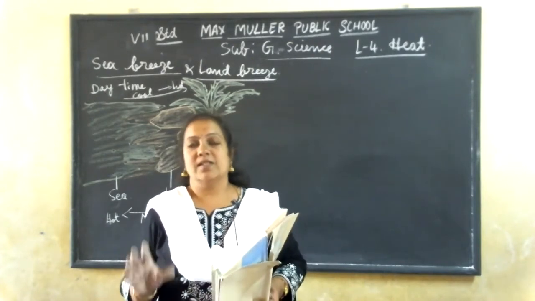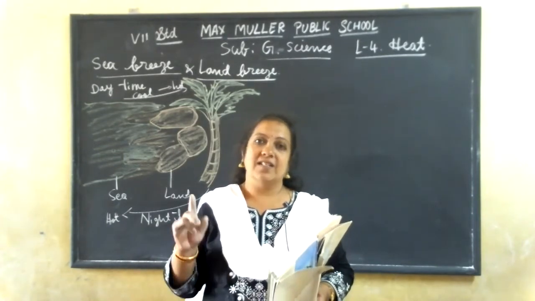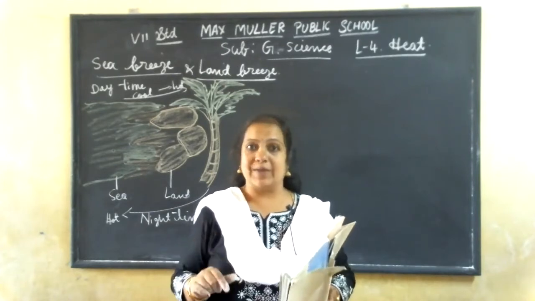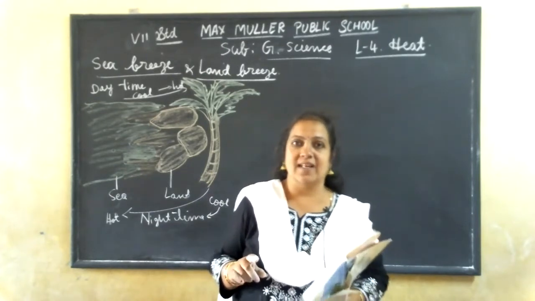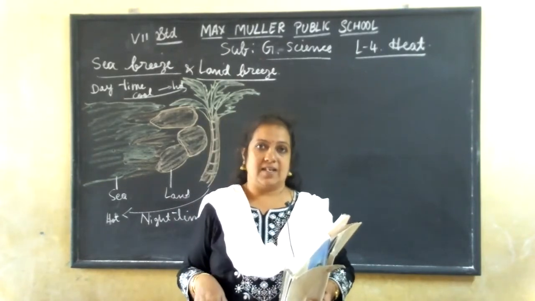Understood? So this is what we call convection. Okay, this is transfer of heat in liquids. This is the convection cycle. It occurs in liquids. Okay, that you had seen in the last class.